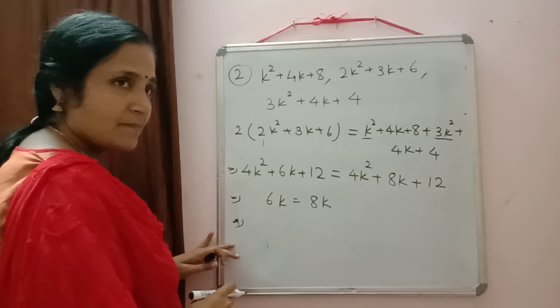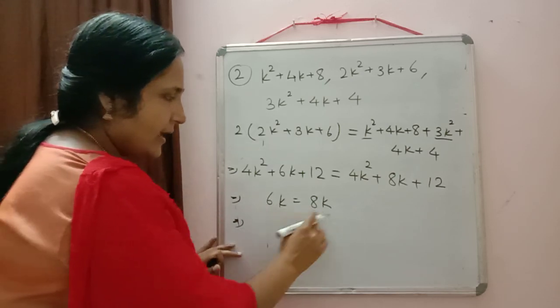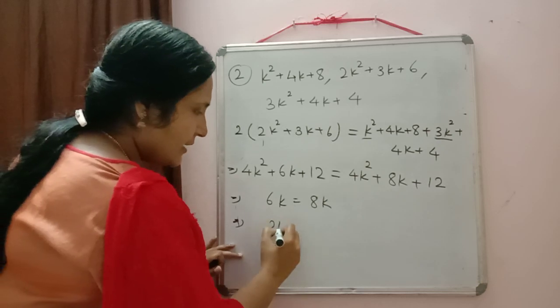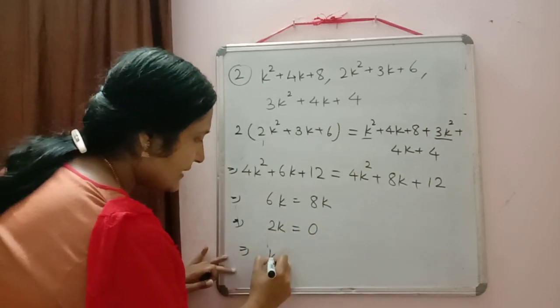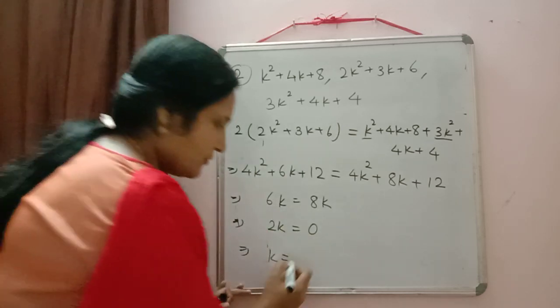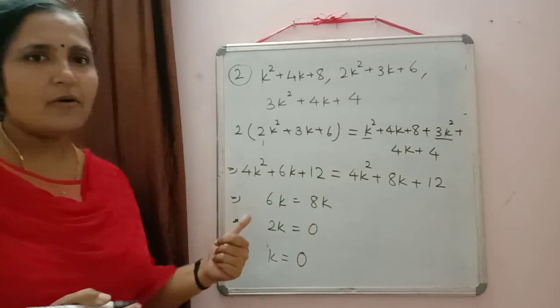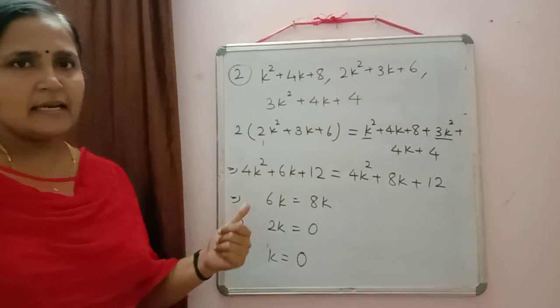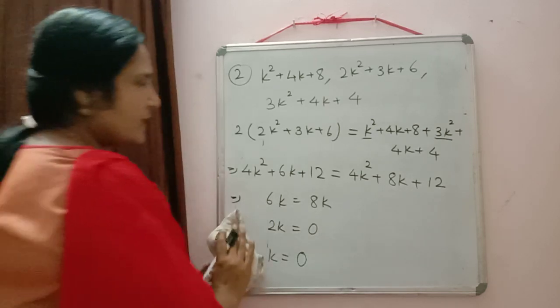What should we do? We'll shift this 6k to right hand side. So 8k minus 6k. So that will come 2k is equal to 0. Then what we will get? K is equal to 0 divided by 2. So k is equal to 0. So method is clear. How to do the question? If three numbers are in AP. Okay. So we'll do one more question there.